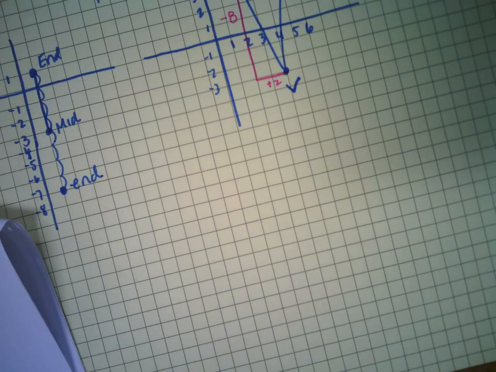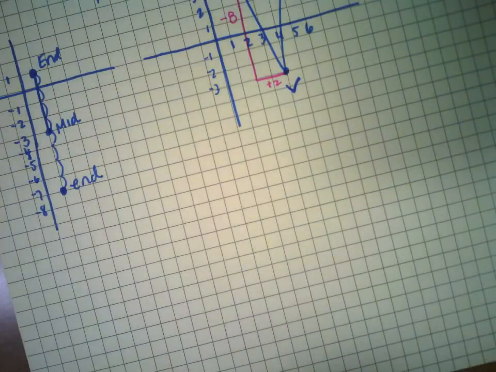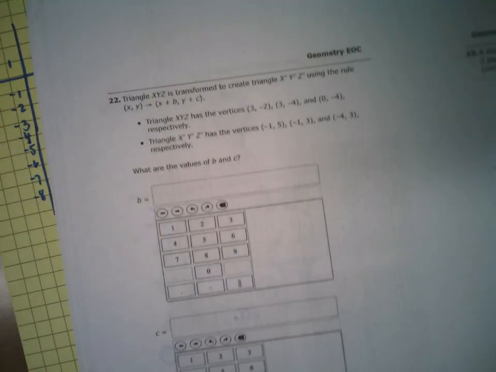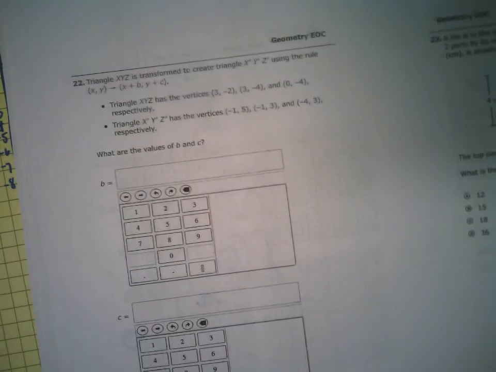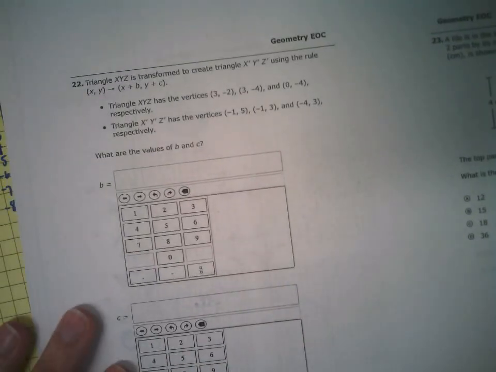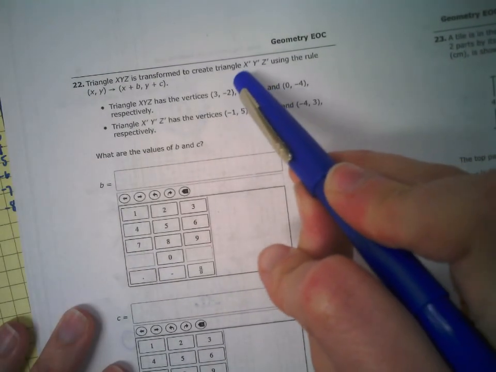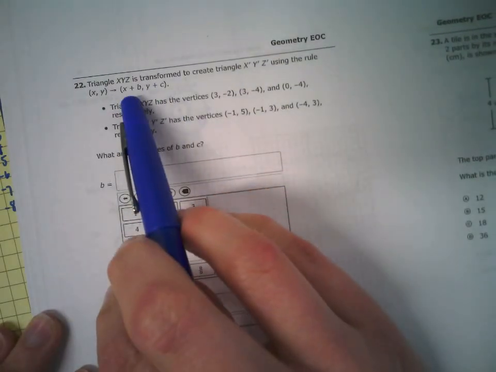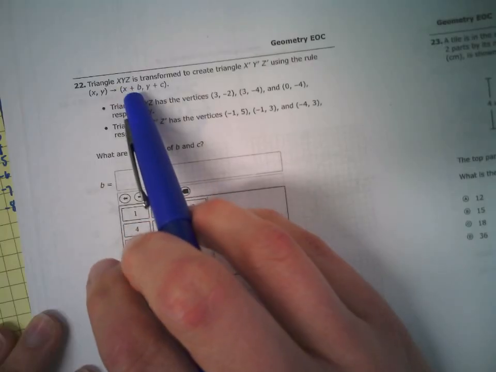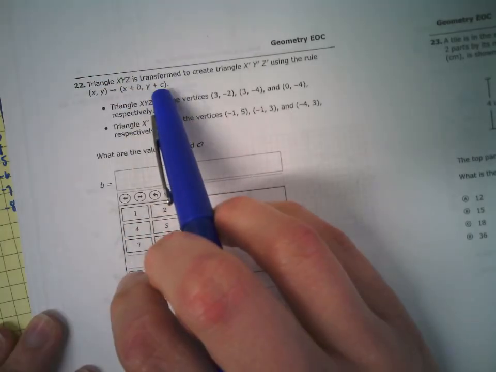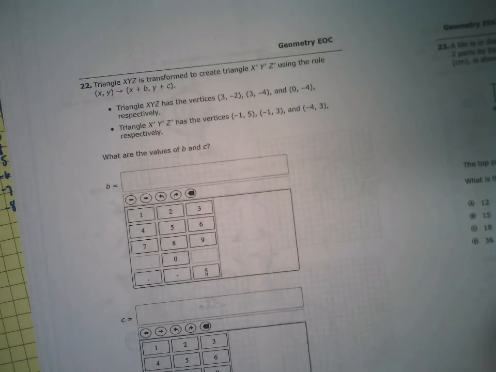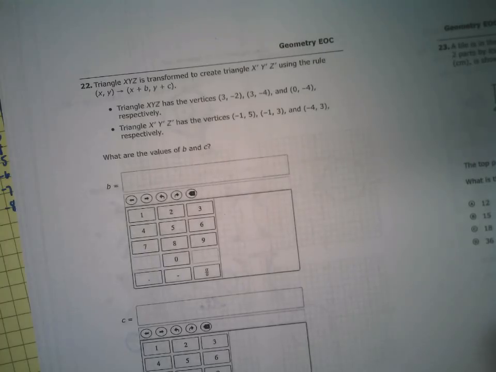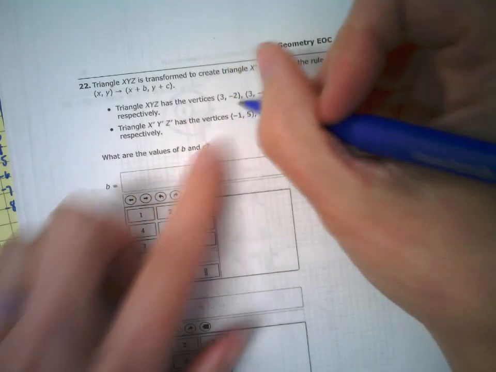All right, number 22. Triangle XYZ is transformed to create triangle X prime, Y prime, Z prime using this rule. So this rule is saying I'm adding something to X and I'm adding something to Y. Now, if you want to draw a picture, you can. You don't have to draw a picture. We just have to match up these coordinates.